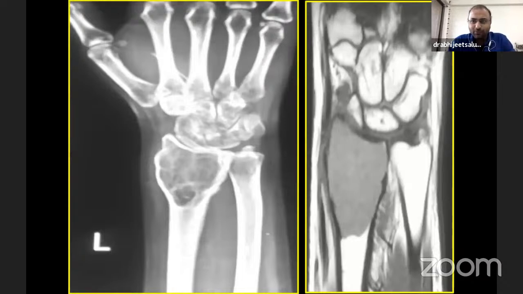So this is the X-ray of the patient. There is a lesion in the distal end of the radius, and an MRI was done, and we will see how we should read an X-ray.